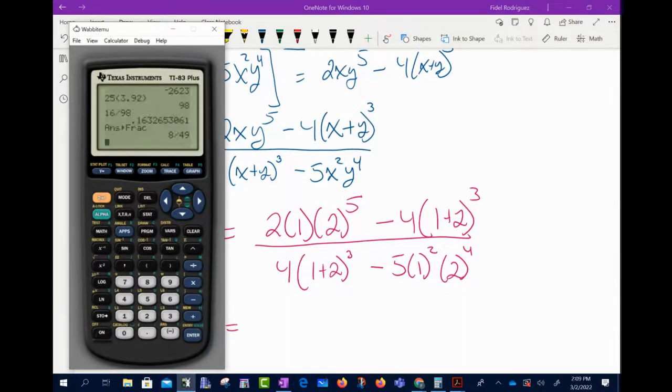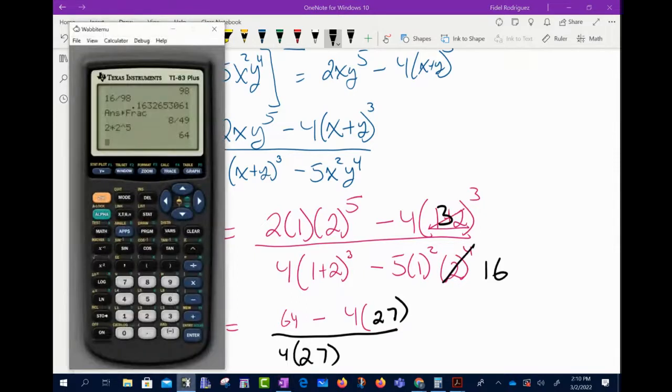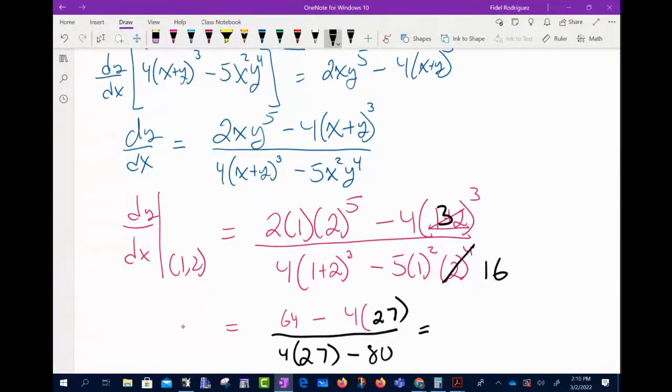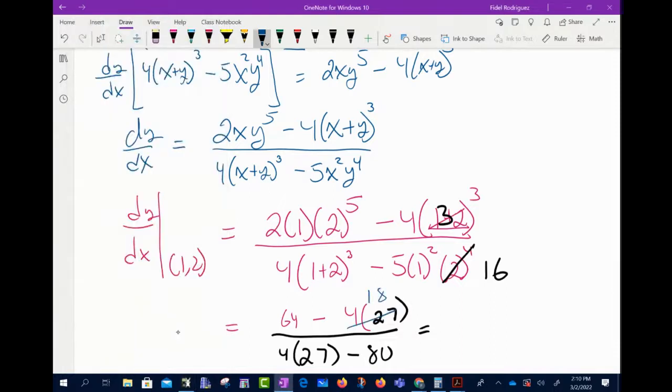Okay, so now I'm going to go real slow here. Let me see, 2 times 1 times 2 to the 5th, it's really 2 to the 5th, but 64, minus 4 times, 1 plus 2 is 3, yeah, that I know, and 3 to the 3rd is 27, okay. And this is also a 4 with a 27. And let's see, 2 to the 4th is 16, so 5 times 16, 80. So now I've got to figure out, what's 4 times 27? 108. So that's a 108.